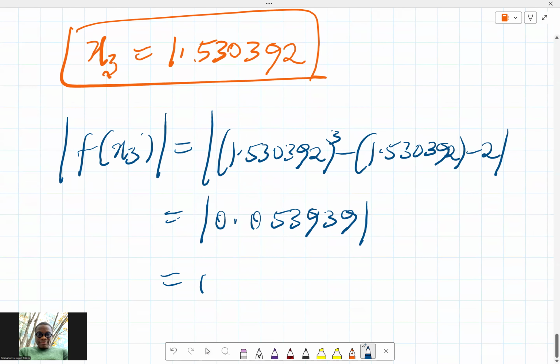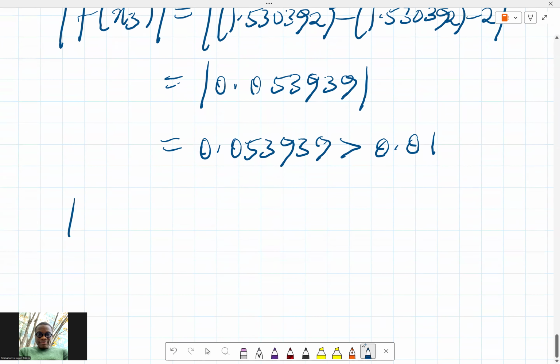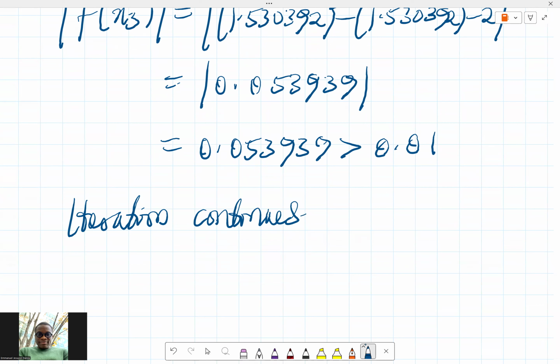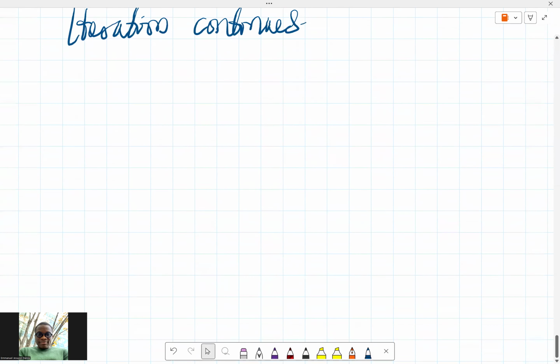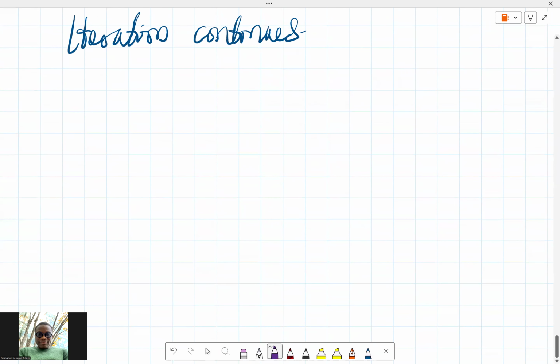We are hopeful because the values are reducing. 0.053939 is still greater than 0.01, but we are hopeful because it's reducing. So iteration continues. Probably in one or two iterations, we'll be fine. So we can go for x4 now.